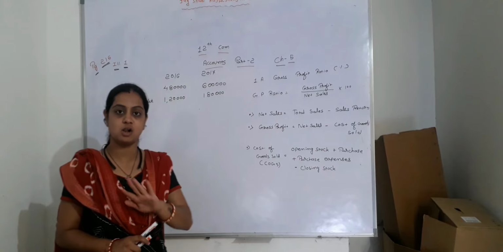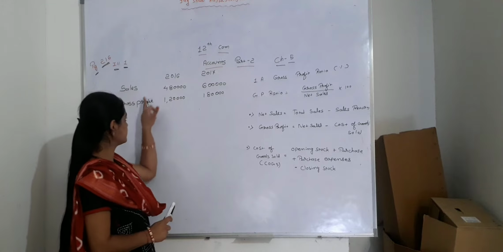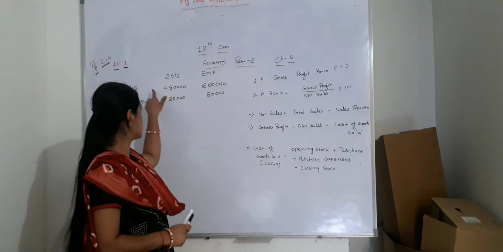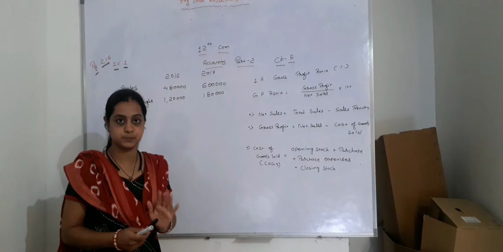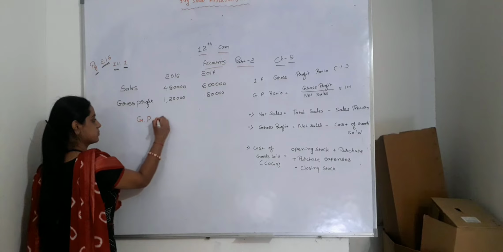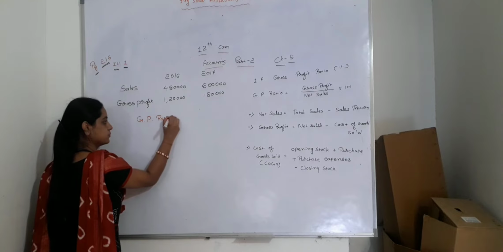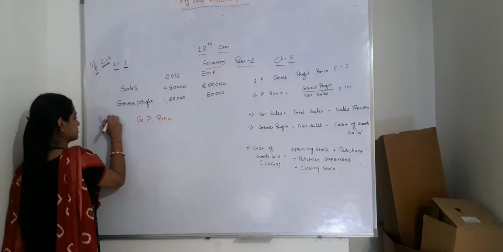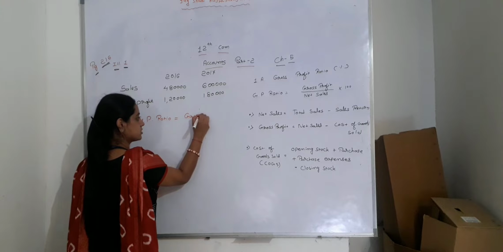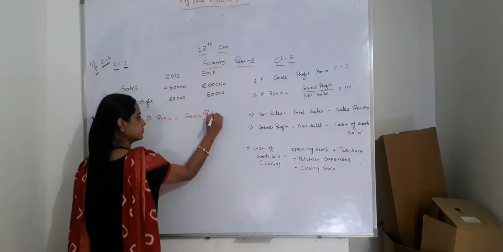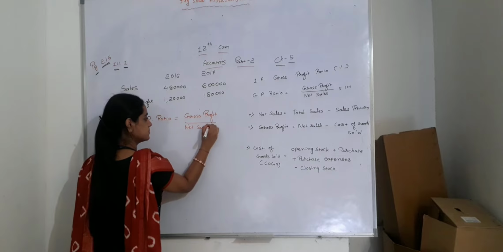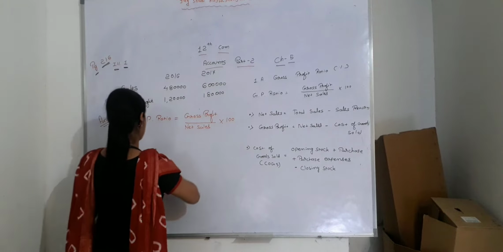In this question, they have already given net sales and gross profit. They have not given sales return. That means this sale is net sales. So, first of all, we'll write the formula: gross profit ratio is equal to gross profit upon net sales into 100.